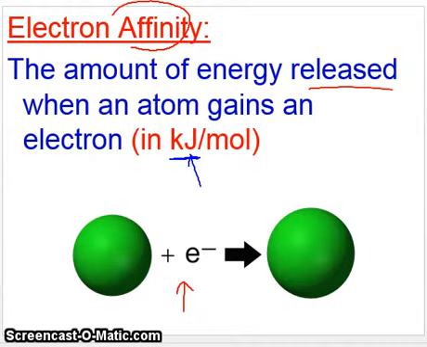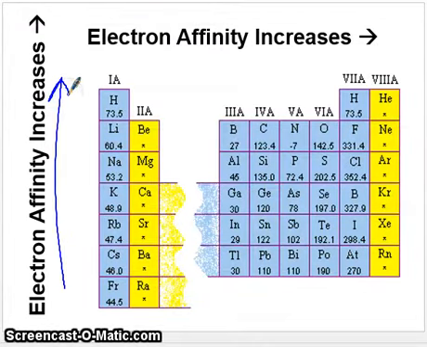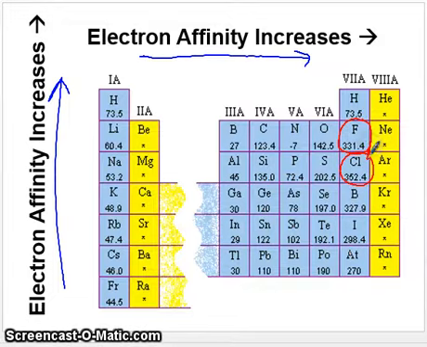Now the trend for electron affinity for the elements is actually like this. Electron affinity increases as you go up, and it increases as you go across. So the element with the highest electron affinity will be found in the upper right-hand corner of the periodic table. In fact, that is fluorine. Actually, chlorine is a little higher, but chlorine and fluorine will have the highest electron affinities.